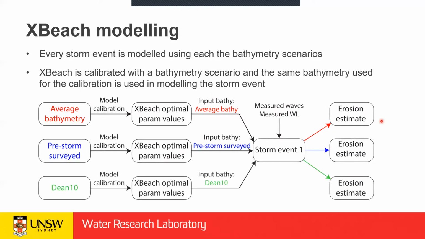We do the same for all 6 bathymetry scenarios and we get a set of erosion estimates for all 6 bathy scenarios. Because we've used the measured waves and the measured water levels, and the same pre-storm topography for the modeling process, any variation which we observe in these erosion estimates would only be a function of the bathymetry which we've used throughout the process.